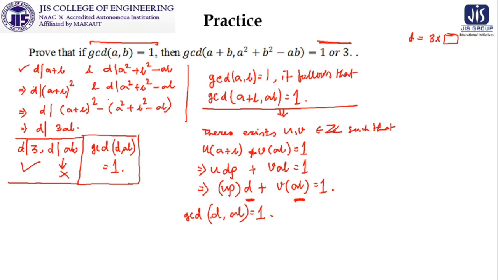So this indicates that D divides 3AB and D does not divide AB. Together, this 1 and this 2 imply D divides 3. So D is having two options only, 1 or 3. So it is completely a logical approach to prove all these types of problems.